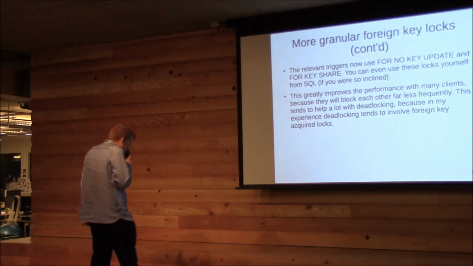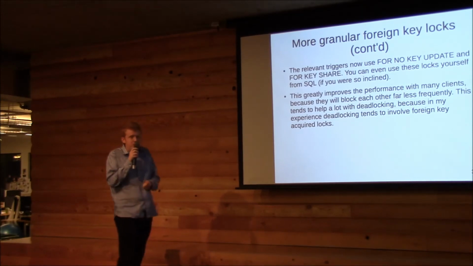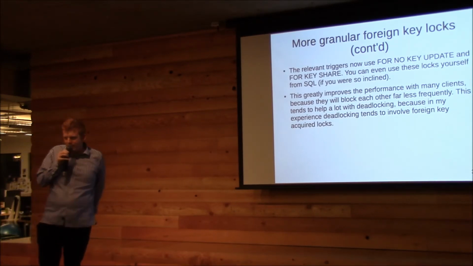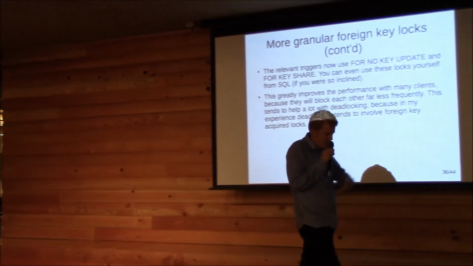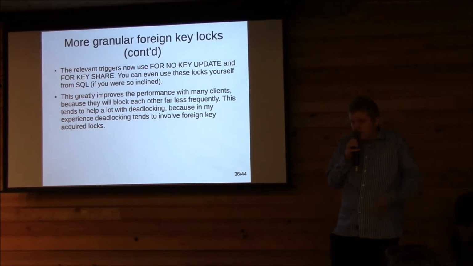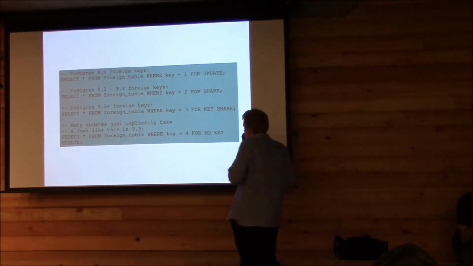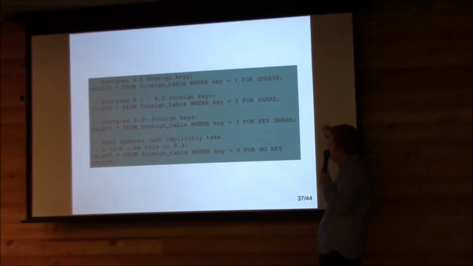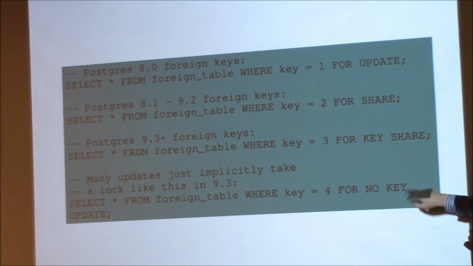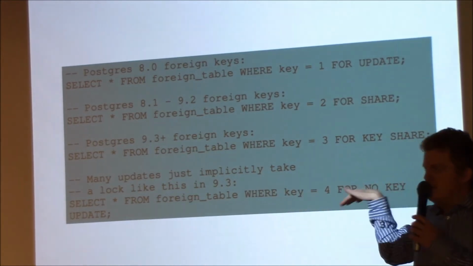So the relevant triggers, which you can see, now use this FOR NO KEY UPDATE and FOR KEY SHARE thing. You can even use these yourself in SQL if you're so inclined. It greatly improves performance of many clients because they'll block each other far less frequently in practice. This is a very important property of a database, that it has good performance with a lot of concurrent activity. This is just showing you the SQL involved. So this is FOR UPDATE, an old version, and FOR SHARE up until 9.2. Foreign keys use these. And then you've got these two here. This is what foreign keys use now, and updates will often only require FOR NO KEY UPDATE locks, which won't block foreign keys, which is what you want.